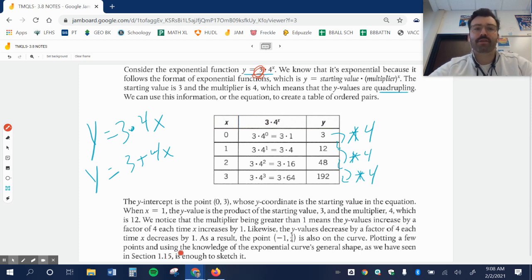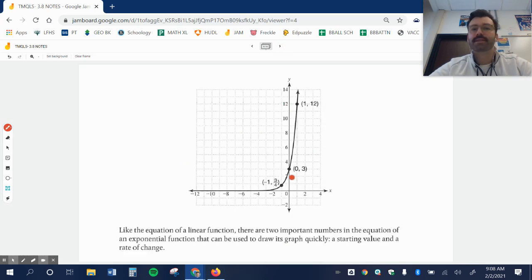Plotting a few points using our knowledge of exponentials is enough to sketch it. This is what the sketch looks like. Like the equation of a linear function, there are two important numbers in the equation of an exponential function that can be used to draw it quickly: the starting value and a rate of change. We'll talk about that rate of change here soon.